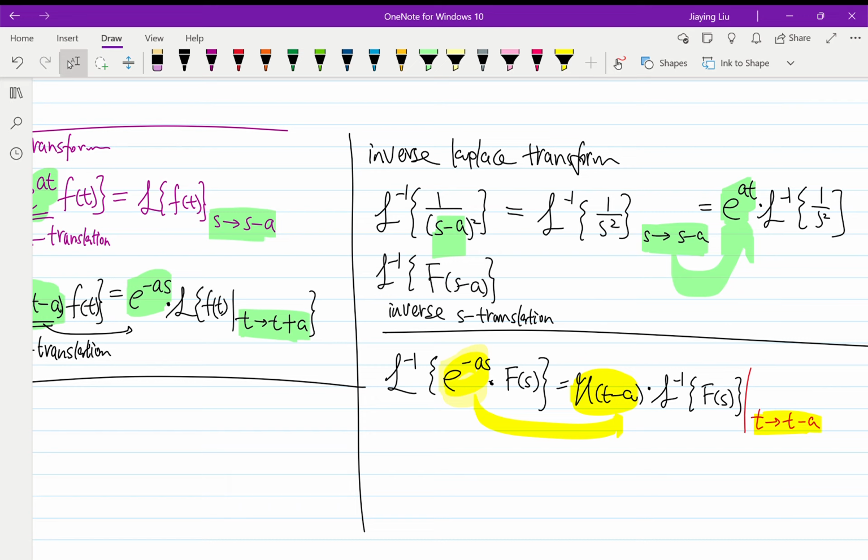Any other questions? Yep. Just for clarification on the inverse s translation. If that were to be s going to s plus a, would it go to e to the negative a t? Correct. So just think about the plus a as a minus the negative. Excellent. So let me note that this is the inverse t translation.